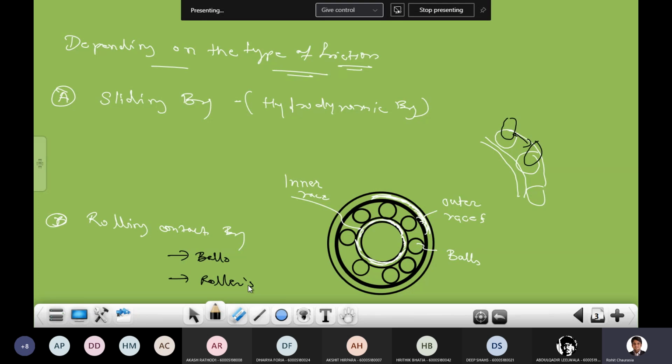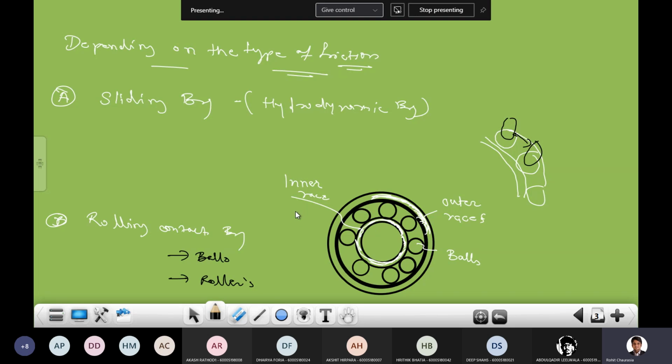Okay, so here this is called the rolling contact bearing, because here these rollers or balls are going to create friction, or rather reduce the friction. Why did I say create? Because some minimum friction has to be there, only then this rotation is possible. So this comes under the rolling contact bearing. Now the next part is nothing but the hydrodynamic bearing.